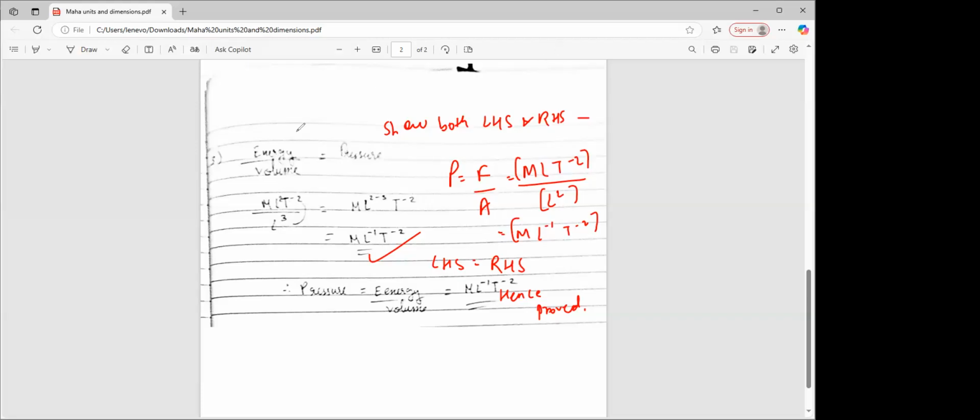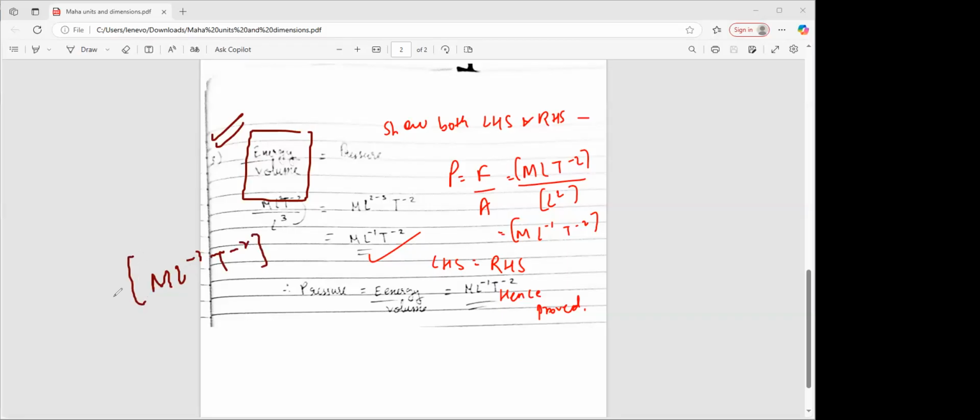You have shown that this energy per unit volume part is equal to this, which is ML to the power minus 1, T to the power minus 2. How is it showing that it is equal to pressure? So for pressure, you have to separately show. Like pressure is equal to force divided by area. And then when you're dividing force and area, you're getting the same thing.